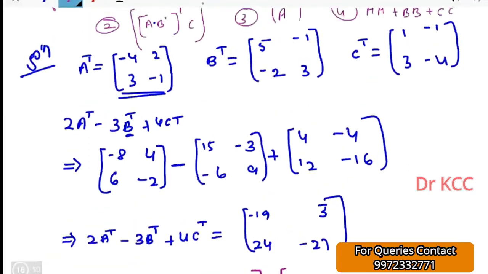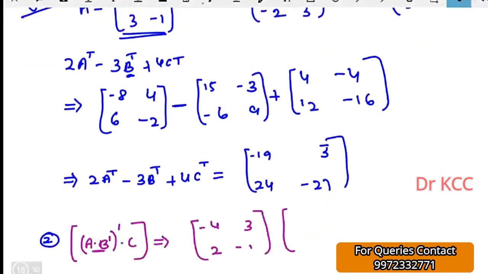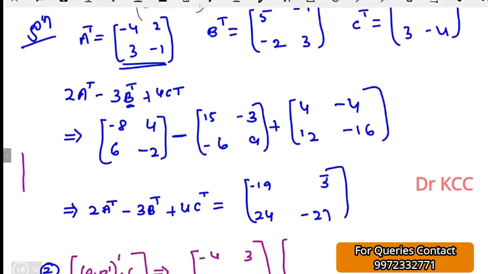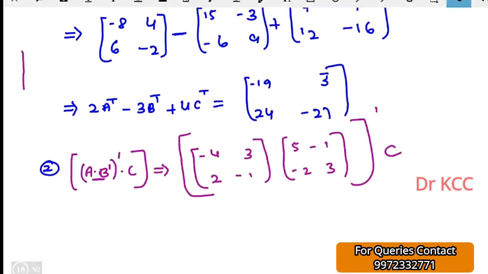So what is B transpose? You should multiply with B transpose. So what is B transpose? 5 minus 1, 5 minus 1, minus 2, 3. Then take the transpose of this entire thing. So look, A into B transpose whole transpose, then multiply with C. That we'll see later. So now you can start multiplying, first row, first column.